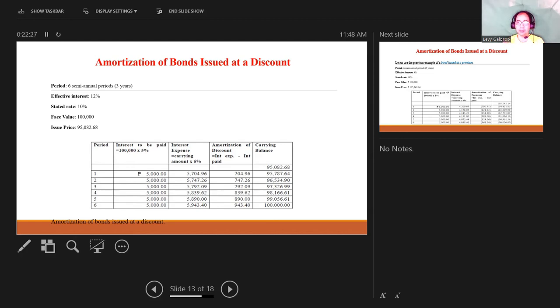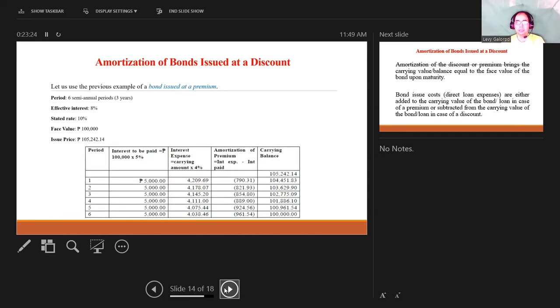Let us compute na para sa second period. Tandaan natin, ang carrying value na natin yun ay 95,787.64. So, let's get the 6% of this, which is 5,747.26. At i-minus ulit natin dyan yung 5,000, makukuha natin yung 747.26. And so on and so forth hanggang sa matapos yung 6th period, ang face value pa rin niya ang lalabas, which is also the carrying balance. So, 100,000. So, yan yung pinapakita nitong amortization schedule of bonds issued at a discount.